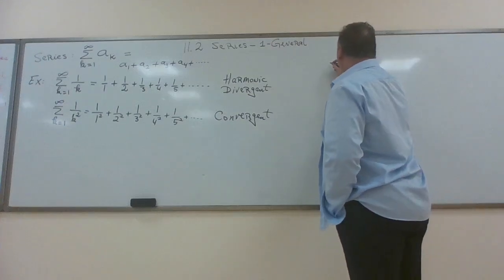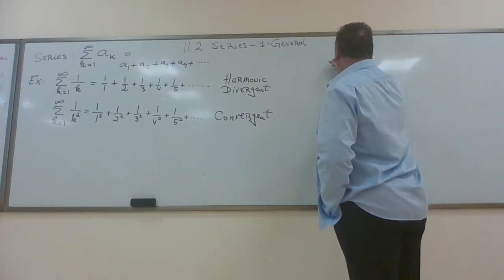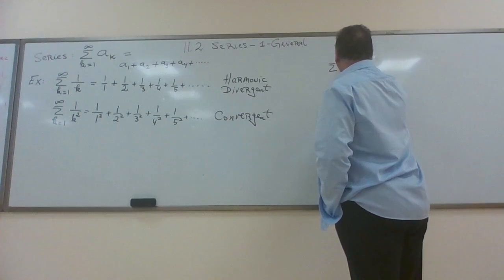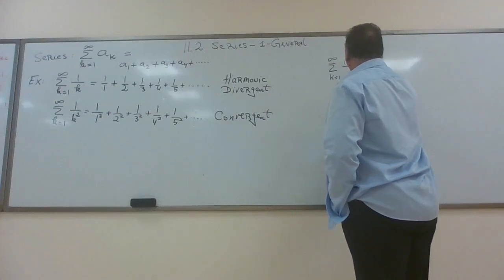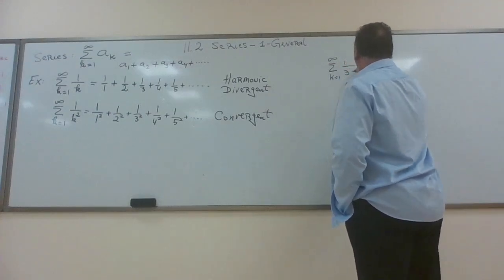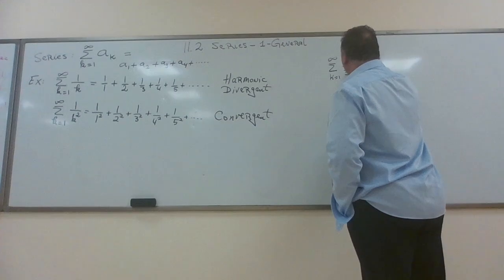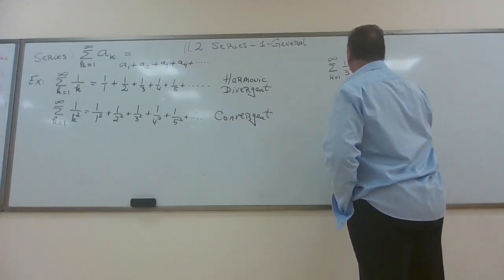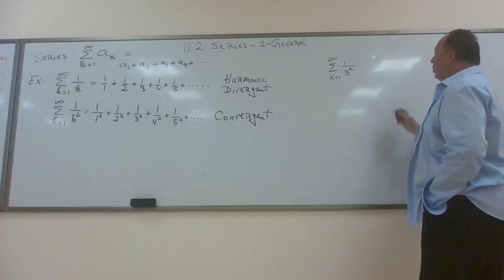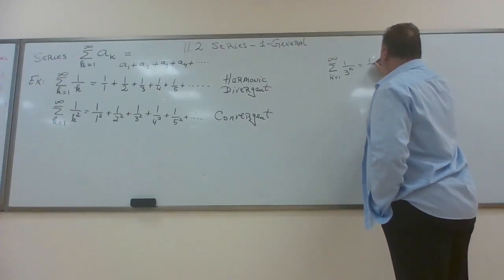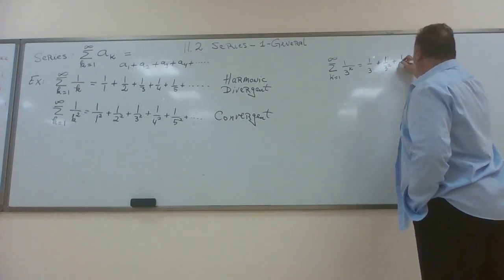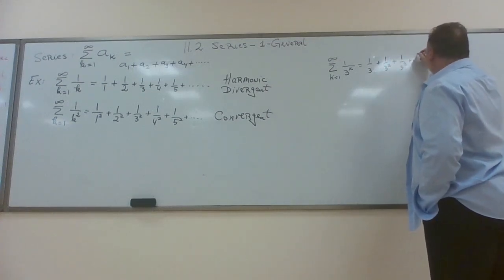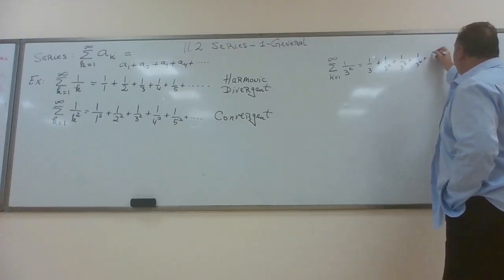So for instance, if I have a series 1 over, let's say 3 to power k. So this series, later on we will see that it is convergent. 1 over 3 to power 3, 1 over 3 to power 4, then we keep going.